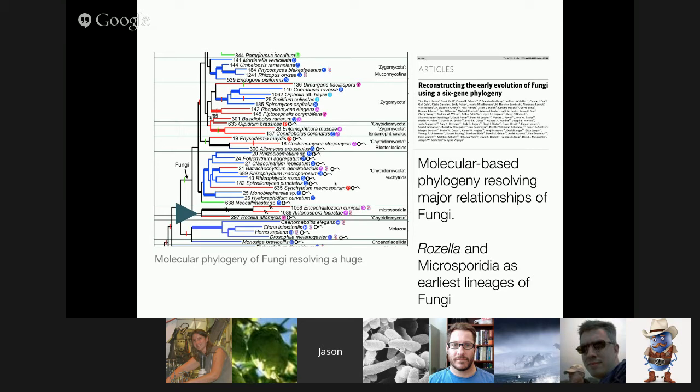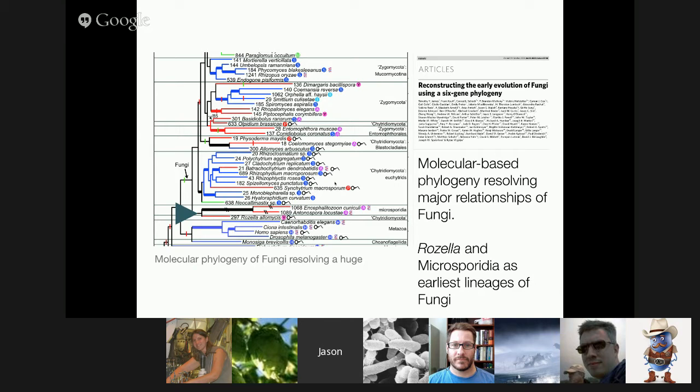Another important point was the development of the molecular phylogeny from 6 genes that was published in 2006, which really got the relationships much more nailed down for a lot of the major groups. And so one of the interesting questions that came out of this work was, what is the earliest branching fungus? Down here at the bottom you can see this fungus called Rozella allomycis, and that was inferred to be one of the earliest branching fungi.